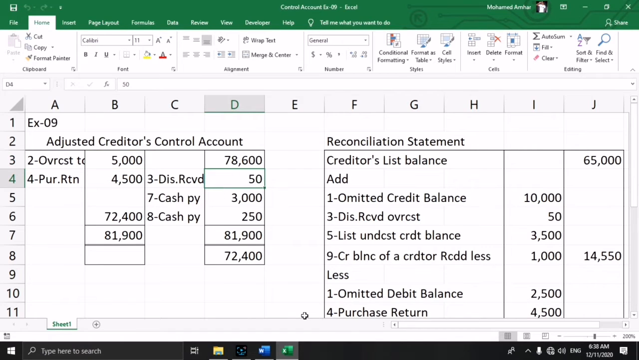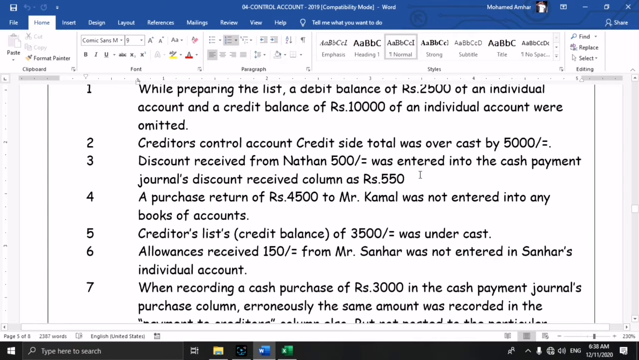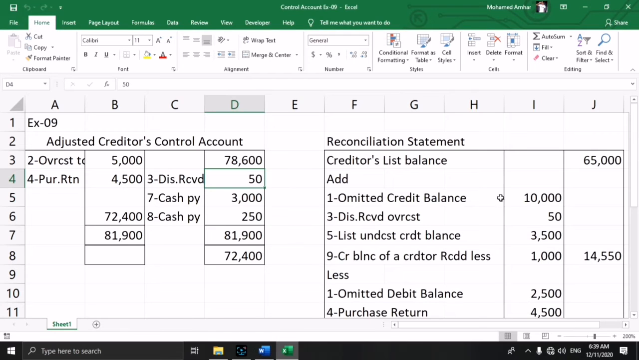The next error in this regard is, as it was recorded in the discount column as 550, it would be transferred to Nathan's account also as 550. So in Nathan's account, the discount received would have been debited 50 more. So the final balance of Nathan would be 50 rupees less, and thereby the list balance also 50 rupees less. So you have to add 50. Right. Next.